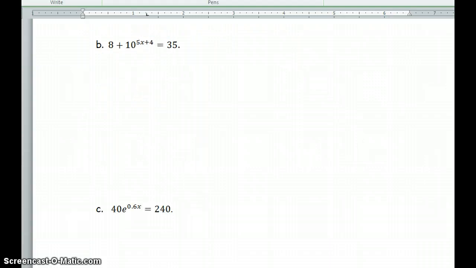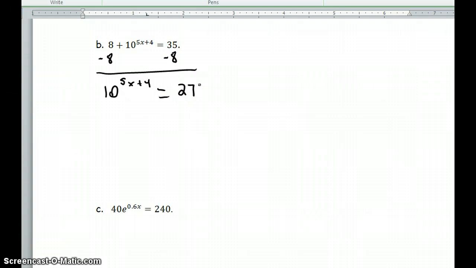All right, problem B. Again, you notice that we have a base raised to an exponent, but only one base. And so I'm going to subtract 8 from both sides. So again, I've got to isolate this 10 to the 5x plus 4. So let's get this 8 subtracted from both sides. Just like every equation, we want to isolate the term with the x on it by itself. So 35 minus 8 is 27.